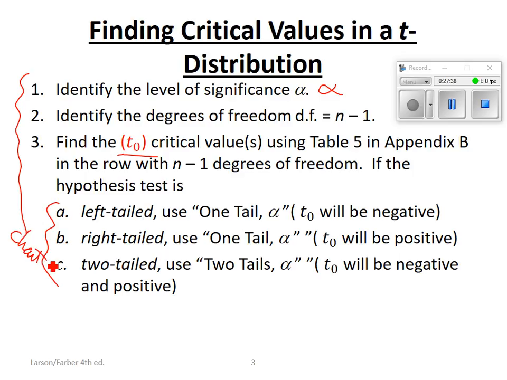If it's left-tailed, use one-tail alpha. If it's right-tailed, use one-tail alpha. So these two are the same thing. A and B are the same on the chart. If it's two-tailed, then it says two tails, and you use the alpha. I'll give you a second to write that down. Then we'll do a couple of examples to show you how to do that. Not very difficult because it's all on the chart.